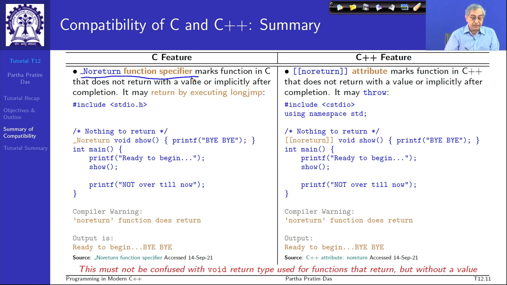You can write a function in C with this particular keyword in front of it, _Noreturn, with a capital N. Do not confuse it with a function which has void as the return type. If a function has void as a return type, it means that the function returns, but returns no value. If you say noreturn, it means that the function does not return.